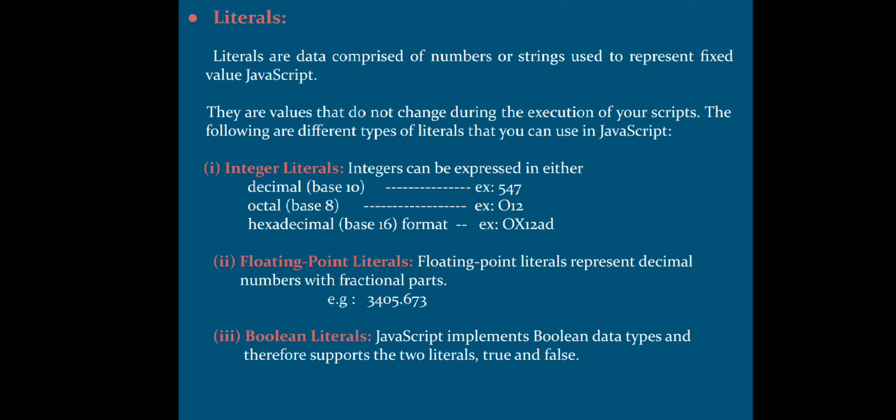Floating point constants. When we are representing some values, integer values are not sufficient. For example, quantities like temperature and pressure require values with decimal points. So for that we'll use floating point. Floating point literals consist of decimal numbers with fractional parts.